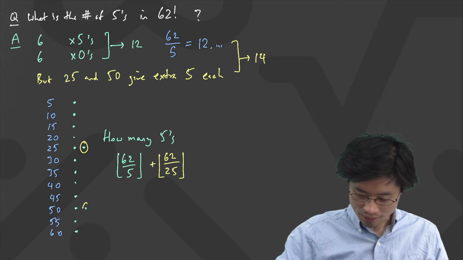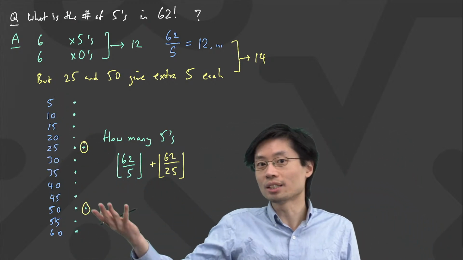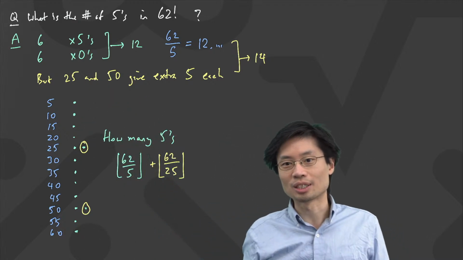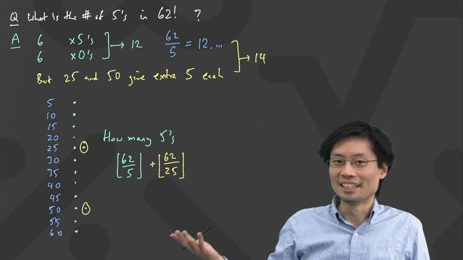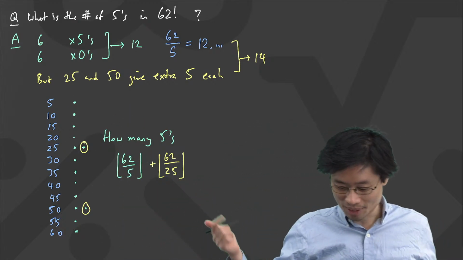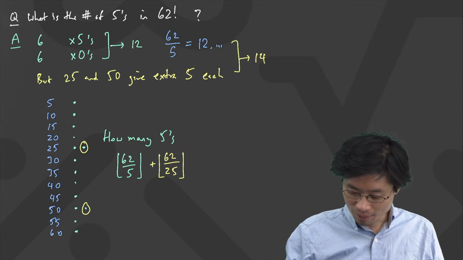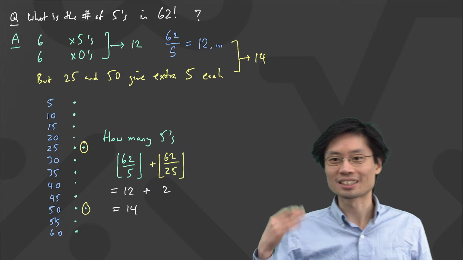I'm just going to circle those. So if I want to know how many dots I've got, the first column is just divide by 5, the second column is divide by 25, and if I take the first column plus the second column, that's all the dots. So the formula is 62 divided by 5 plus 62 divided by 25, and that was equal to 12 plus 2, which is 14. Okay? Let's carry on. Let's go to the next thing.